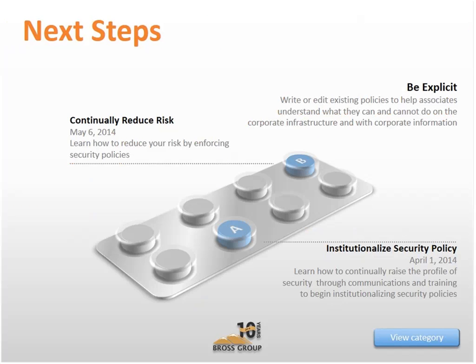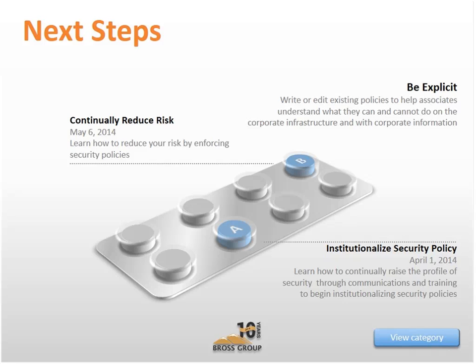So be explicit, write or edit your existing policies to help associates understand what they can and cannot do. Then you want to institutionalize your security policy, and you want to continually reduce your risk.